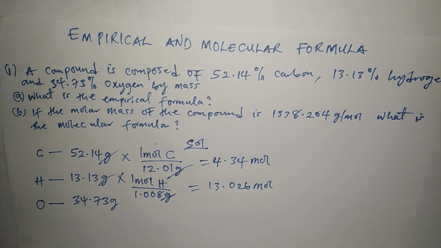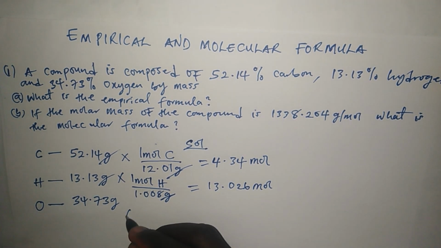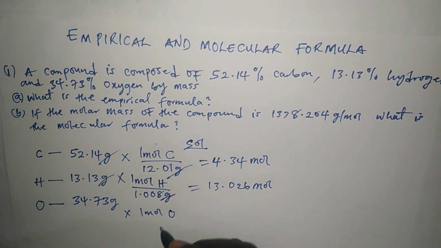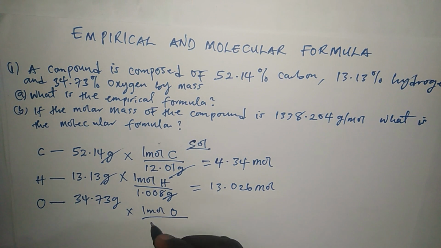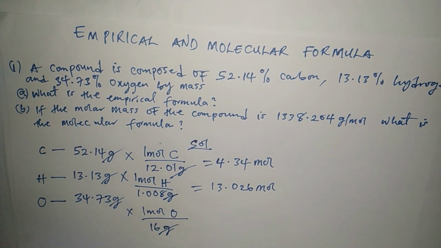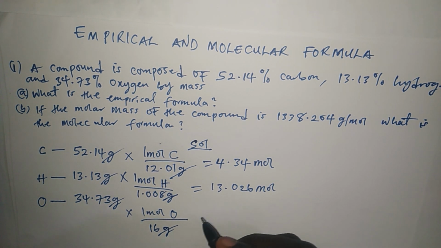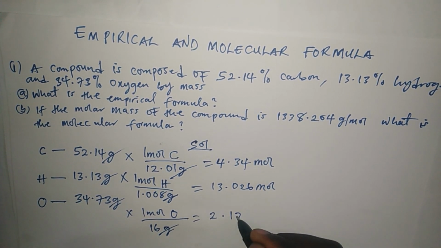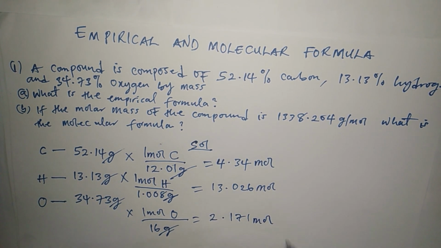Now, for oxygen, for every 1 mole of oxygen is equal to 16 grams. That's the molar mass. So grams will cancel grams. 34.73 divided by 16, what you have is going to be 2.171 moles, right?